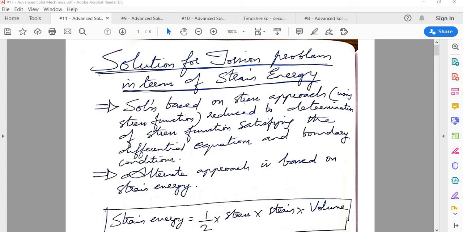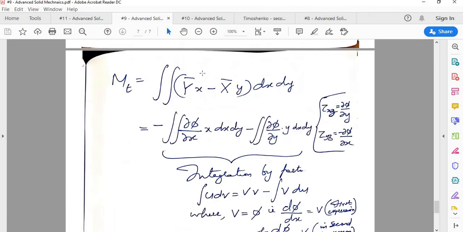To another lecture. So today we will be continuing with torsion itself, but regarding how to solve torsion problems using the strain energy approach. Before I proceed, I will clarify a doubt which was asked by a student based on the previous lecture. So let's go to lecture number 9.